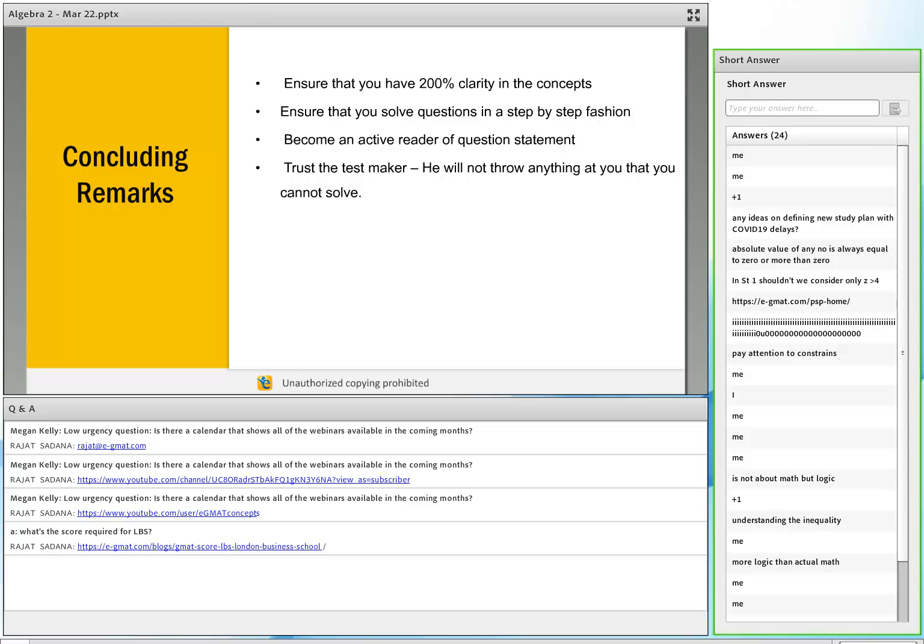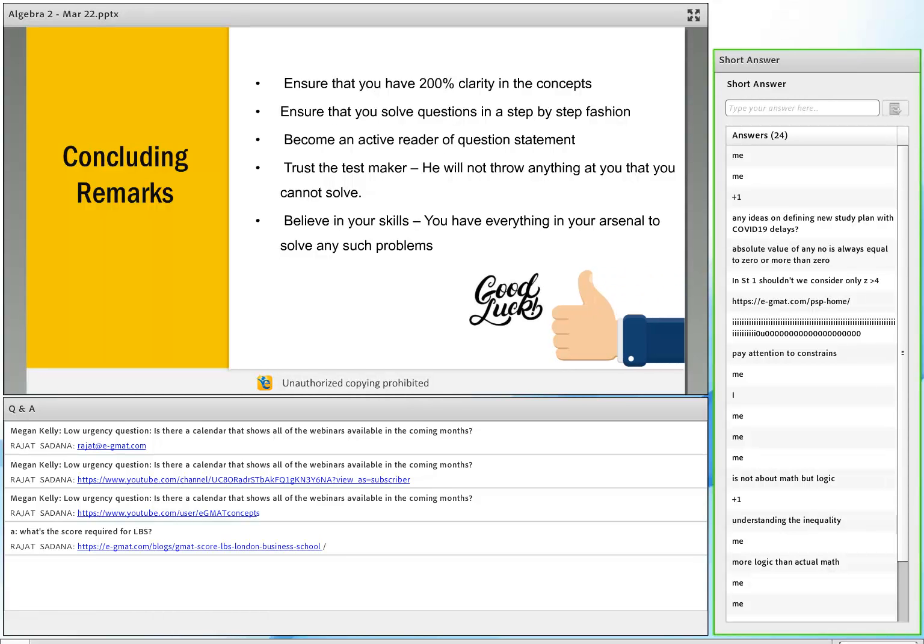The other thing is, as you solve good questions, you're going to start trusting the test maker. You're going to really start trusting the fact that, hey, you're not going to get something that's uber difficult that requires a ton of calculation. Most of you have the skill set needed to solve every question out there.